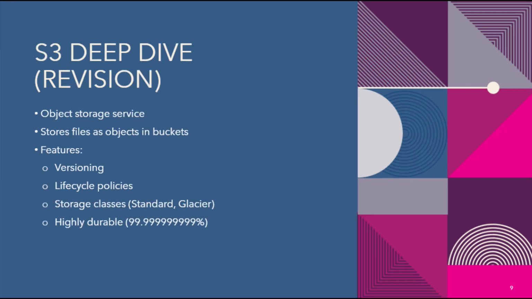S3 Deep Dive. S3 is an object storage service used to store files as objects inside buckets. It offers very high durability. Key features include versioning, lifecycle policies, and different storage classes like Standard and Glacier.